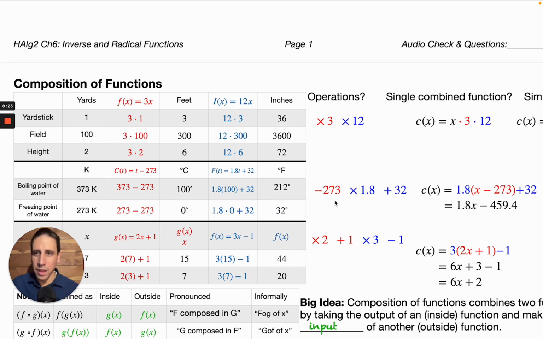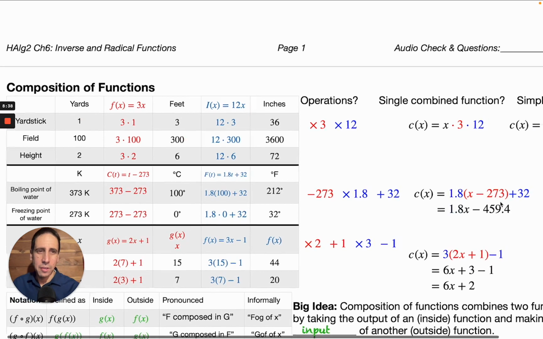And in both of these cases, what you basically have to do is first, from the red function, the CF function here, the Celsius function, you subtract 273, and then you multiply by 1.8, and then you add 32. And if you want to combine those into a single function, it would look like this.